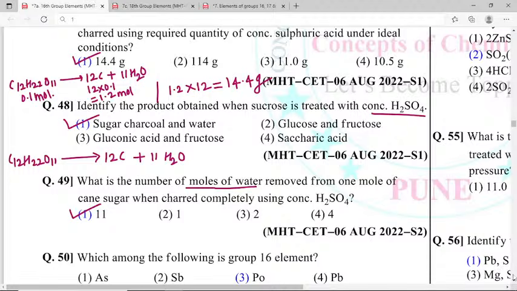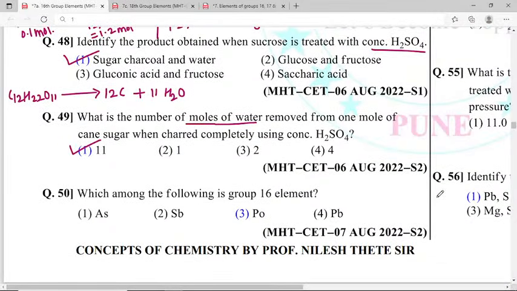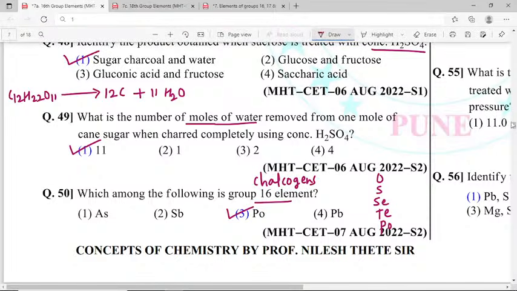Next question. Which among the following is a group 16 element? Group 16 is polonium. Group 16: oxygen, sulfur, selenium, tellurium and polonium. Group 16 is called the chalcogens, the ore forming elements.